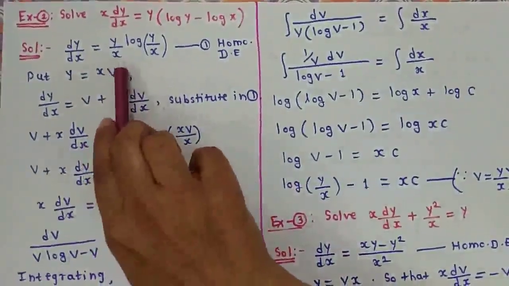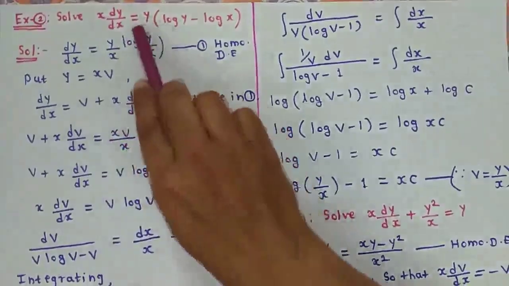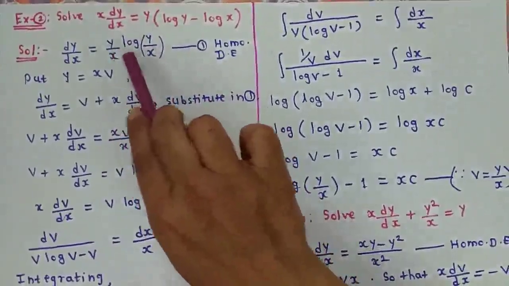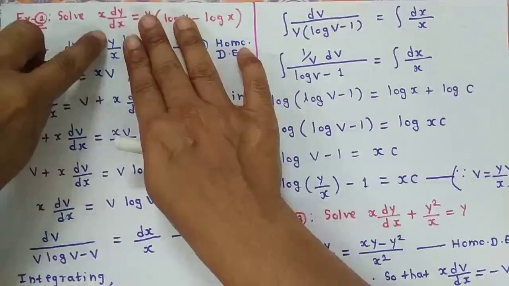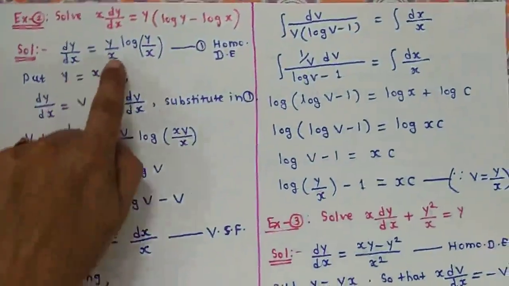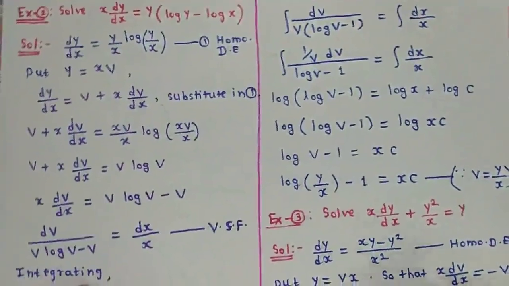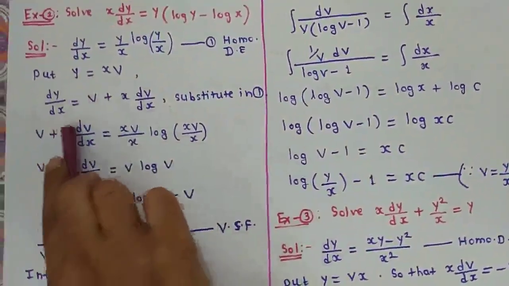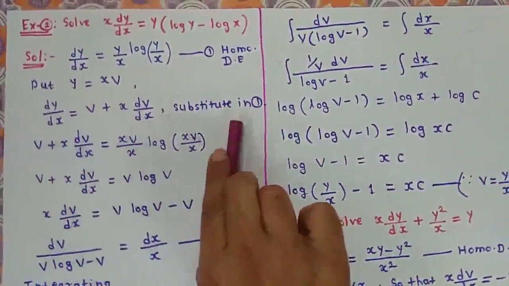Since this is a homogeneous differential equation, because degree of this log y by x is 0, we consider only degree of y upon x. Degree of numerator is 1, degree of denominator is also 1. That's why this differential equation is homogeneous. In a homogeneous differential equation, we put y equals xv, so that dy by dx is equal to v plus x dv by dx. Substitute this in equation number 1.